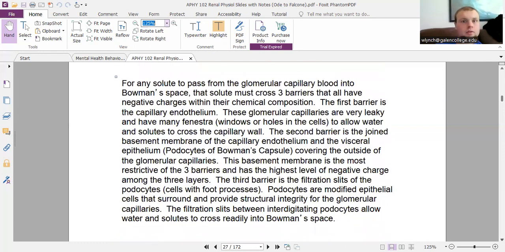All right, so to detail this, for any substance to move from the glomerular capillary into the Bowman space, it has to cross all three of those barriers. It has to cross the endothelium through the pores and the fenestrations.